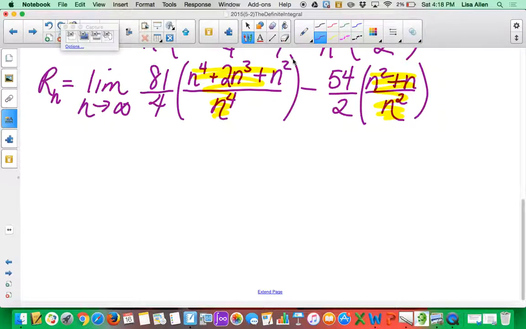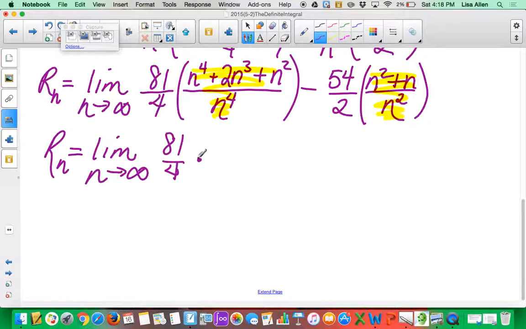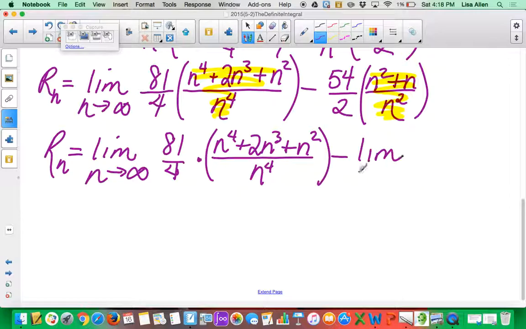And in taking our limit, r sub n is equal to the limit as n approaches infinity of 81 over 4 times this whole thing. Now I'm going to take an extra step, n cubed plus n squared over n to the 4th, just to show you the limit notation, minus the limit as n approaches infinity of 54 over 2. That's silly because it's 27, but we'll get it on the next round. n squared plus n over n squared.